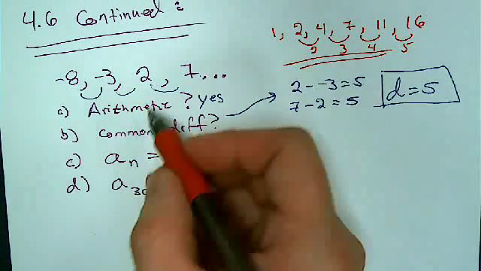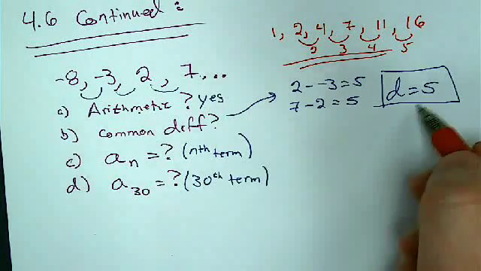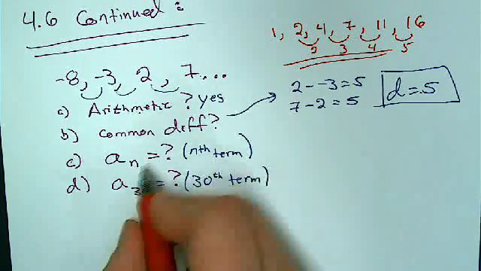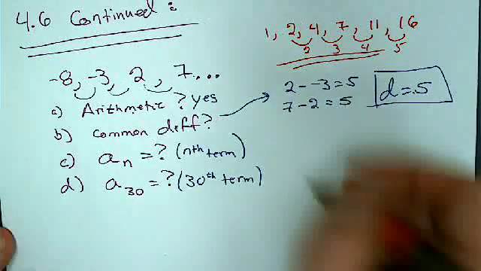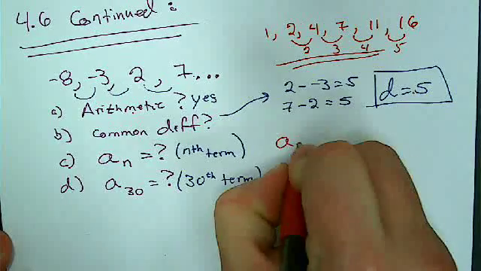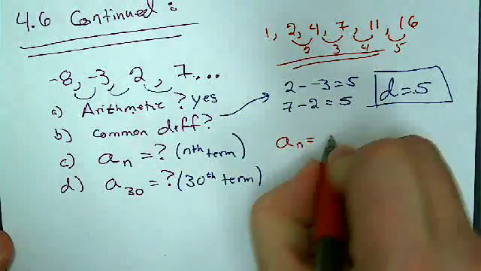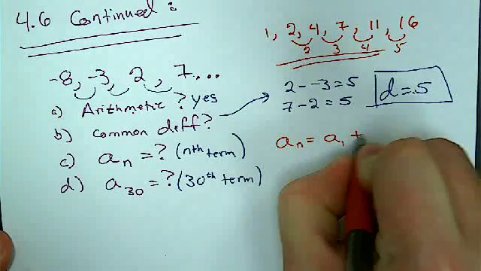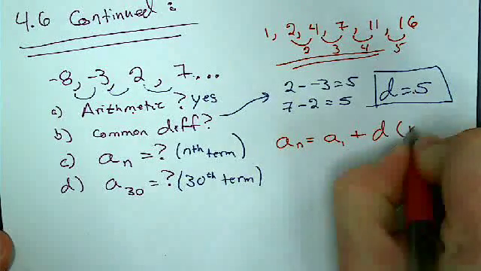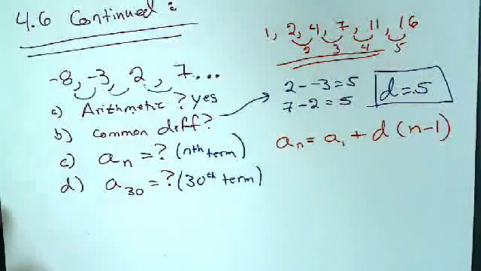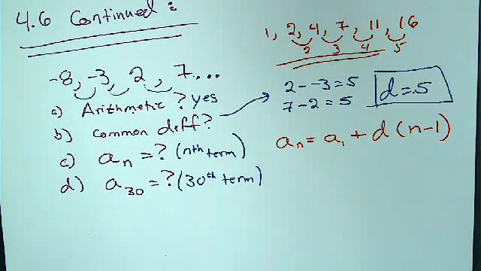We say, what is it, arithmetic? And we say, yes, it's because there is that common difference. Now let's talk about this nth term. The formula, to review, ladies, a sub n is a sub 1 plus d times n minus 1. That's the general form. Now we have to put the numbers in, and then we have to add one more thing from what we didn't do on Friday: simplify.